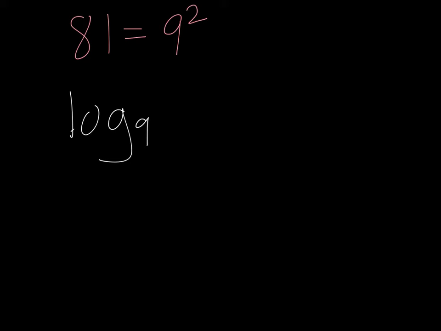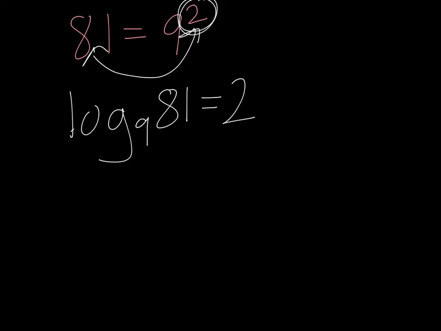Now, what if I want to write something as a log? So we know that 81 is equal to 9 squared. Remember, your exponential base is the same as the log base. So this would be log base 9, and these two numbers flip-flop. So this becomes 81, and whatever the exponential was becomes what it is equal to. So that's how I would rewrite it as a log.